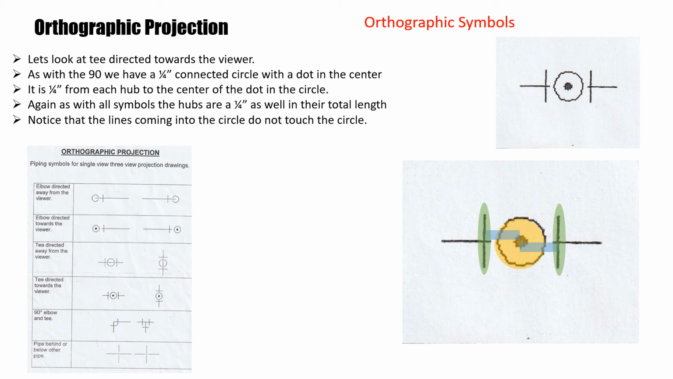Notice that the lines coming into the circle do not touch the circle. So they just break through the hub. This is the hub. The line just comes through, but it doesn't touch the circle. There's no measurement here. Just break the line and that's it.